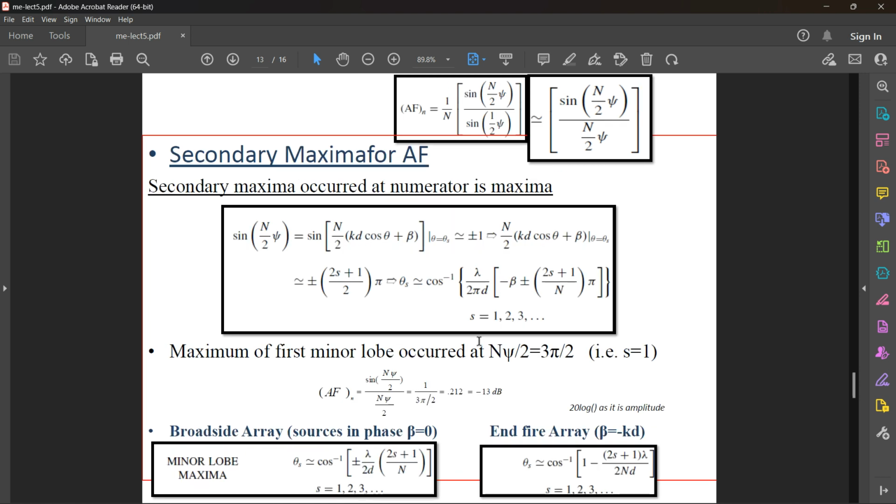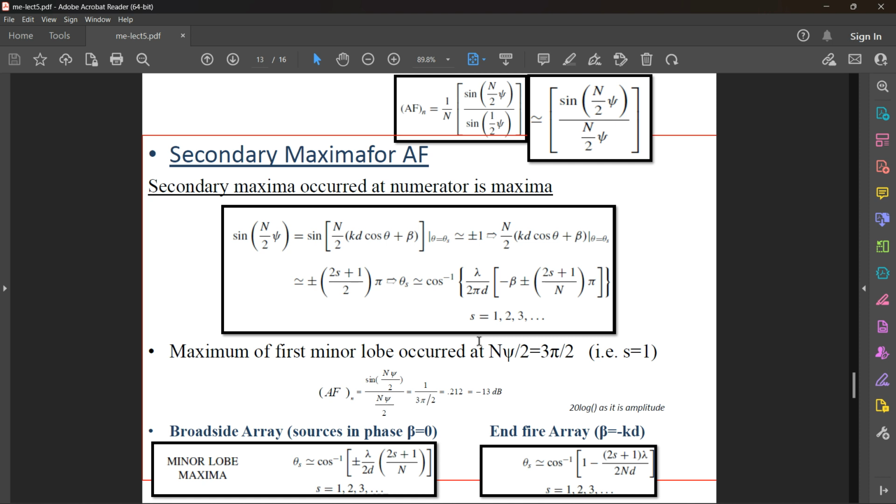And the secondary maximum occurs when n psi by 2 is equal to 2s plus 1 by 2 into pi. And the first minor lobe is at n psi by 2 equal to 3 pi by 2, where s is equal to 1. So further we will get an array factor value of minus 13 dB.